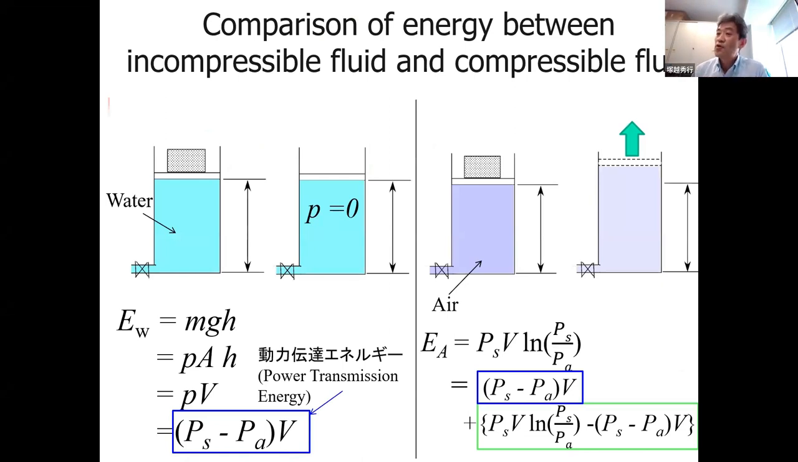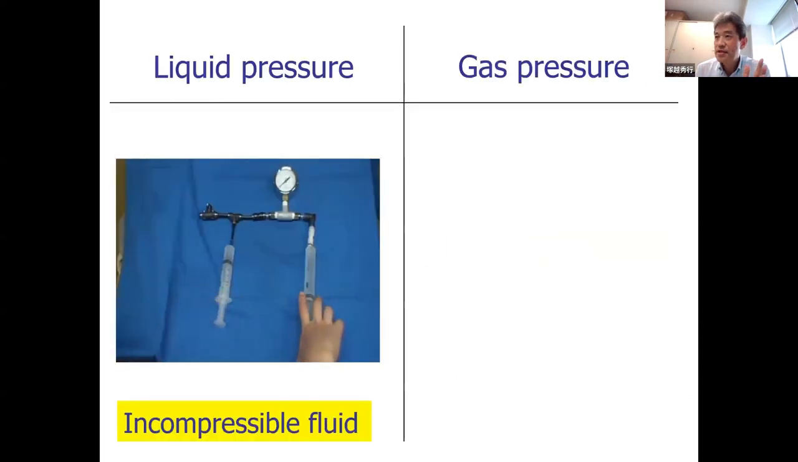So according to these results, you can say that pneumatic energy requires much more energy than the liquid energy. And actually, this tends to be the loss to be expanded. But you can also say that this green part of the energy plays a role to expand the volume itself. Please look at the next video.